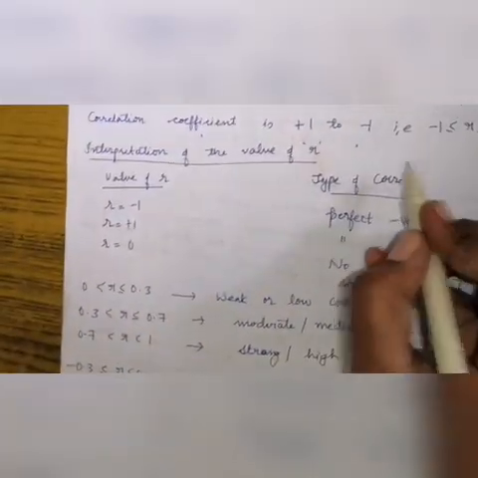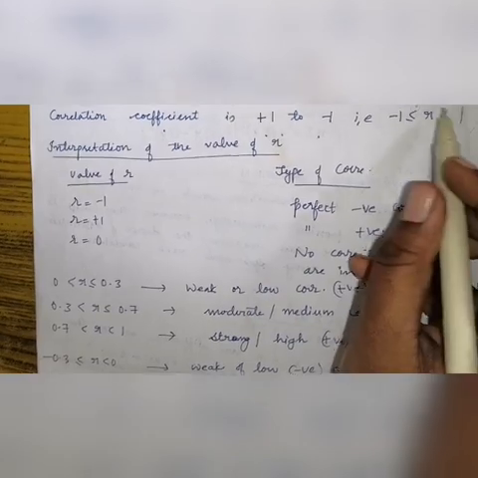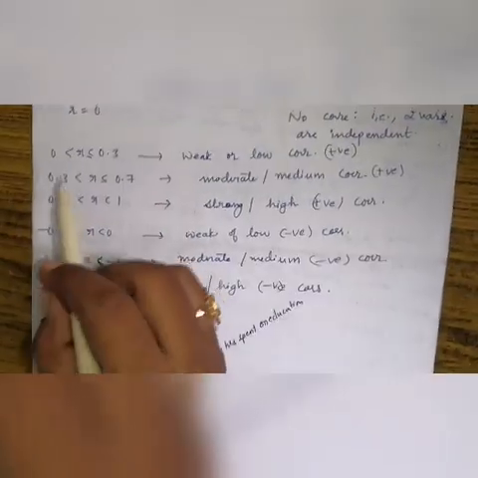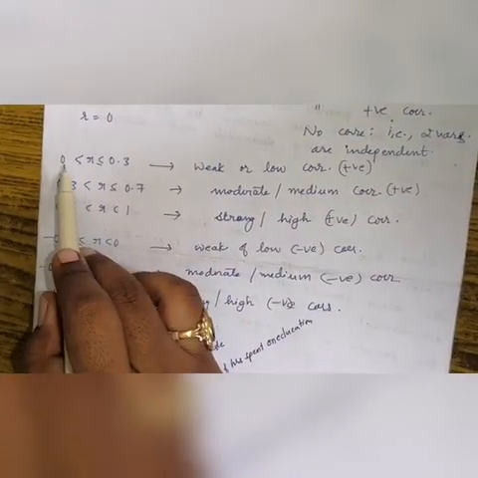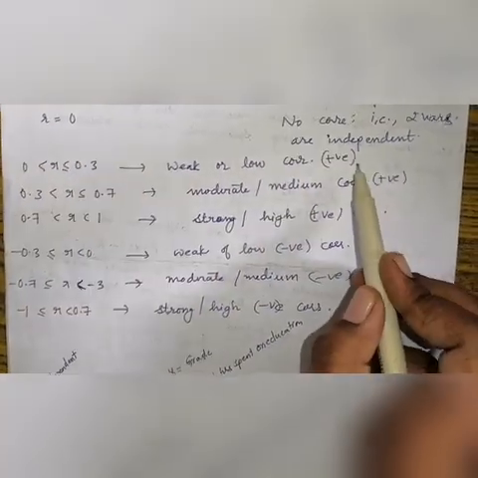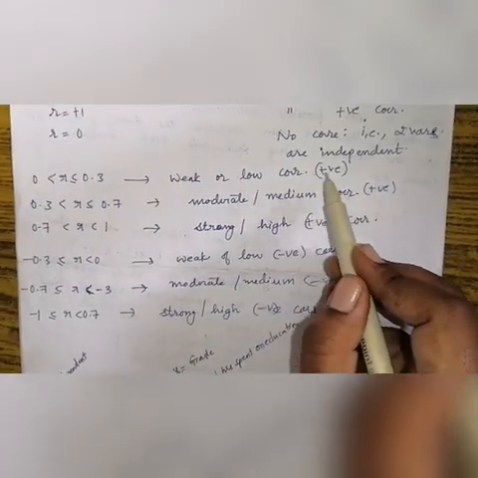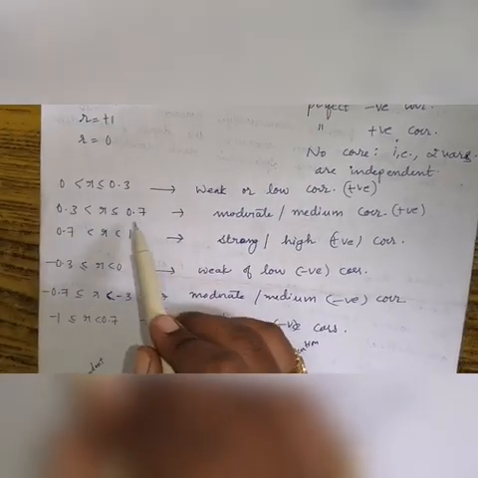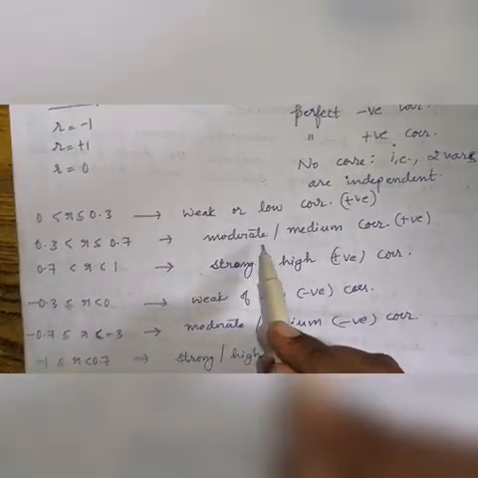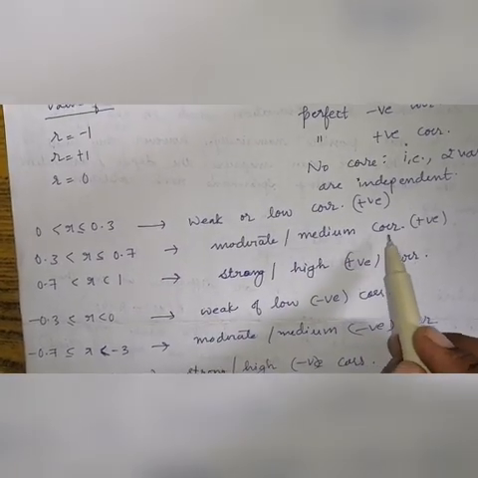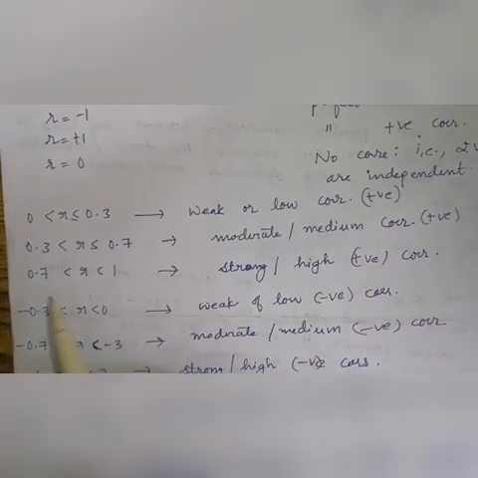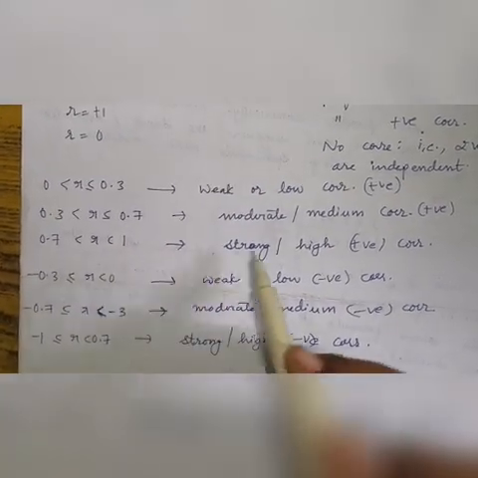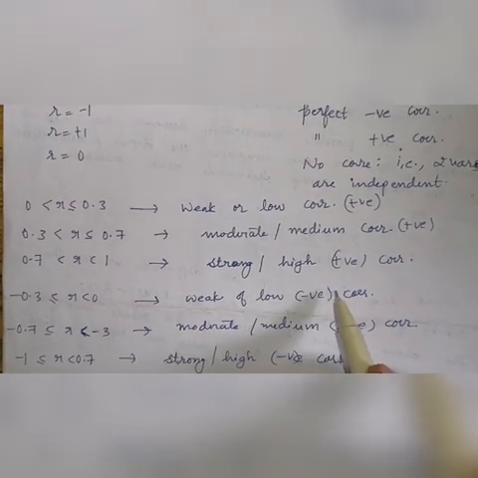If r lies between -1 and 1, we say it is a broad category of interpreting the correlation coefficient. We have subcategories as well. If r lies between 0 and 0.3, then we say the correlation is weak or low positive. If it lies between 0.3 and 0.7, then we say the correlation is moderate, or there exists a medium correlation, but it is still positive.